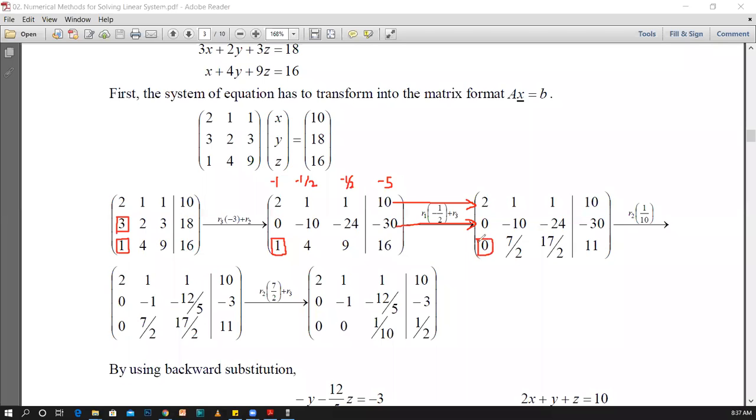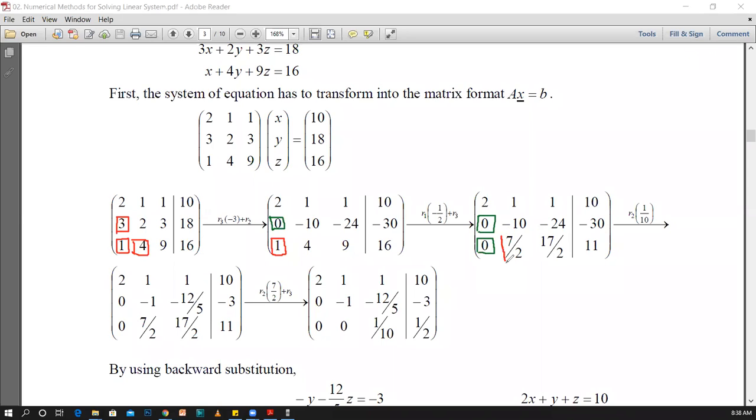In the previous stage, you have converted this place into 0 also. Now you have only one more place to make 0, because you have already converted this place into 0. Now you have converted this place also to 0. And now we have to pay attention to the third place. This is the last place that we need to convert into 0.